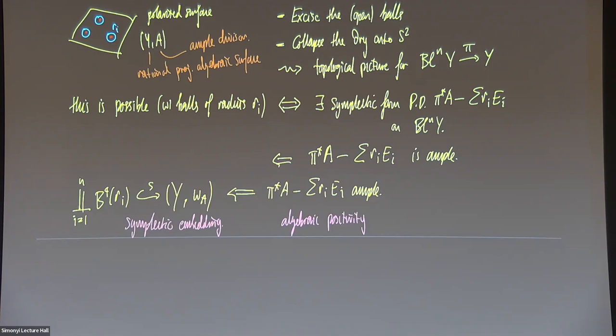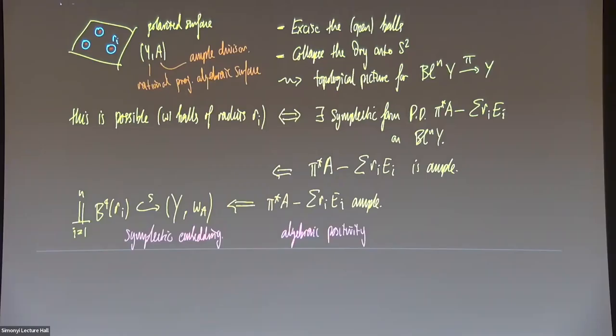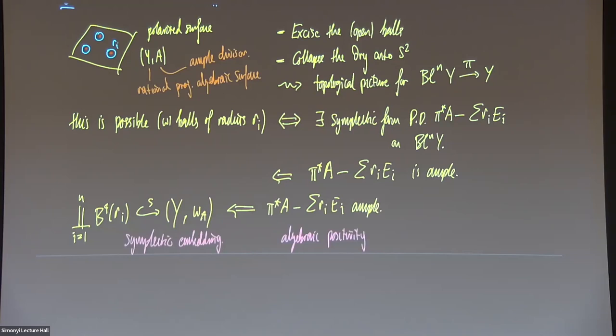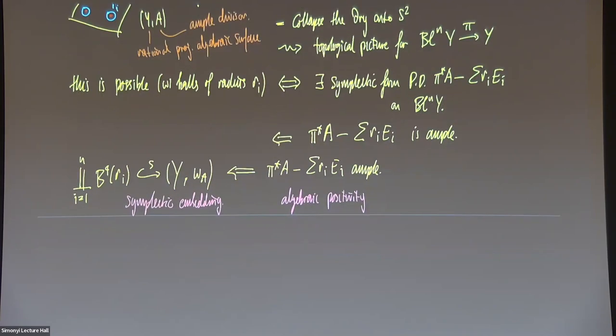Could you repeat what that collapse looks like? Yeah, I'm just using the Hopf fibration, the Hopf map, to collapse each of those boundary S3s onto S2s. Okay, cool. And then S2 is P1. All right, thanks.